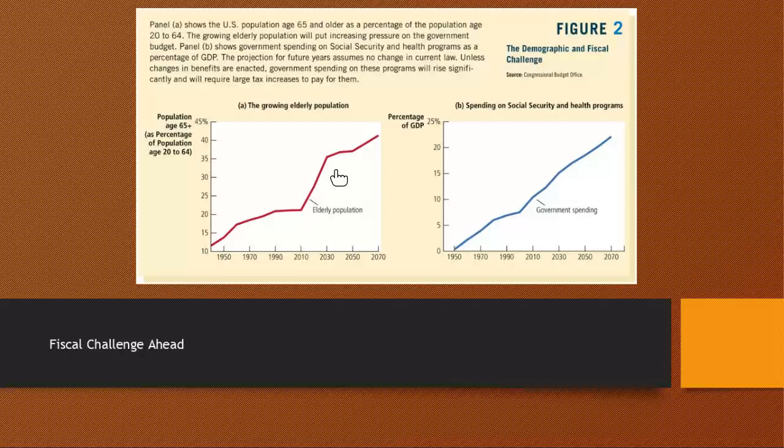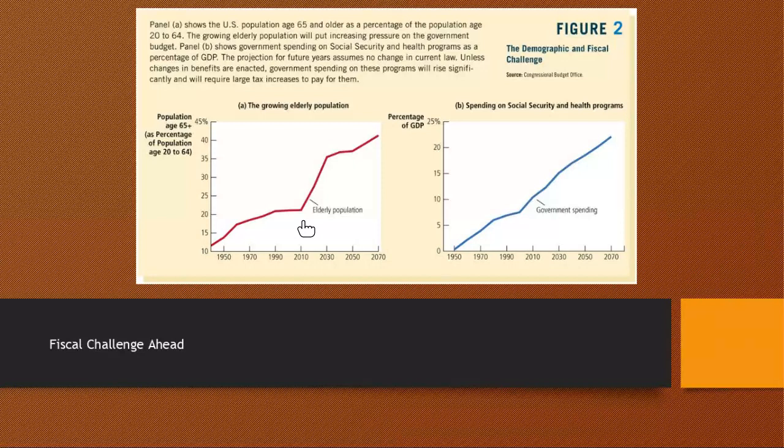Now, what is this group? Why is there this spike here? Well, you may guess it. This is the baby boomers. So at the end of World War II, there was economic growth in the United States, and people saw opportunity to have large families. So they nearly doubled the size of the family.